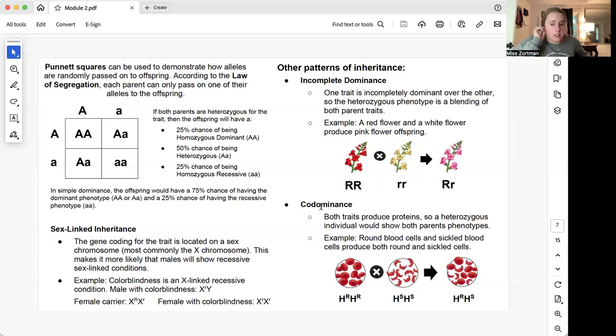Codominance is where both are actually dominant together. So instead of getting a blend, you actually just get a little bit of both. So this is showing sickle cell traits where you get the normal blood cells, the sickle cell blood cells, and then if you're a carrier, you get both normal and sickled blood cells.